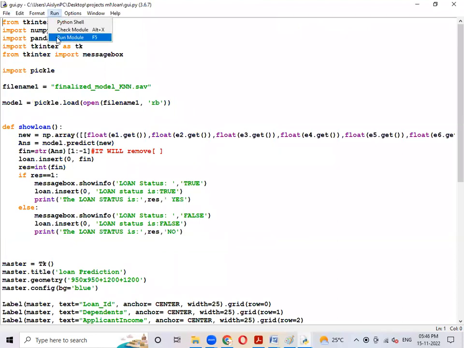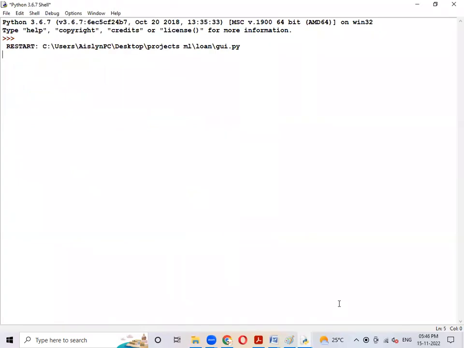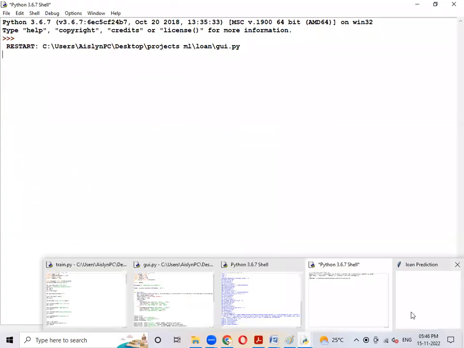Next testing is to run the model. So this is what we have. Just enter values.